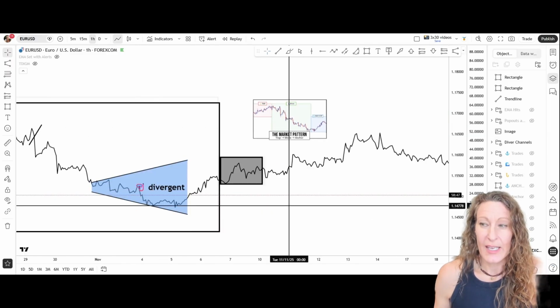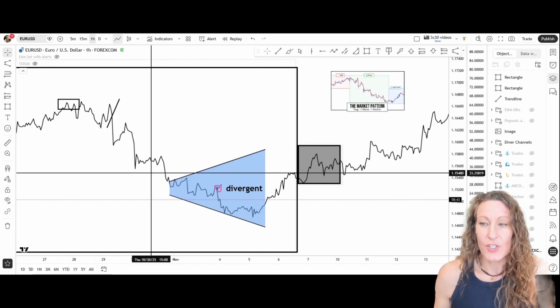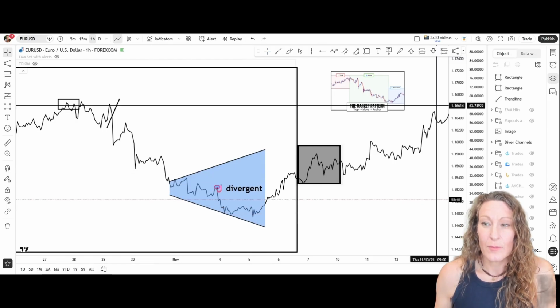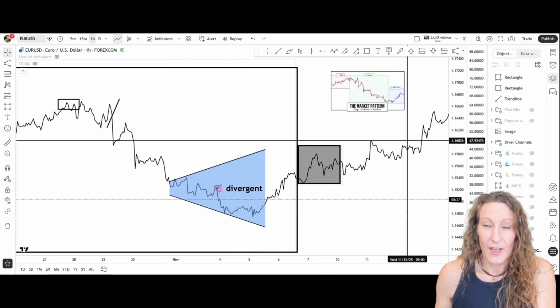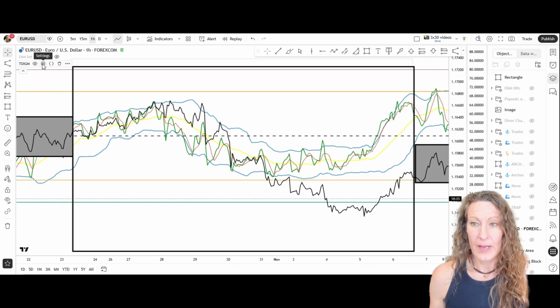Like I said, you're going to get to know this as we go on. But this divergent area is the trap move for this move over here. Fun stuff, right? Since we already have TDI on our chart, let's mark some pop outs.